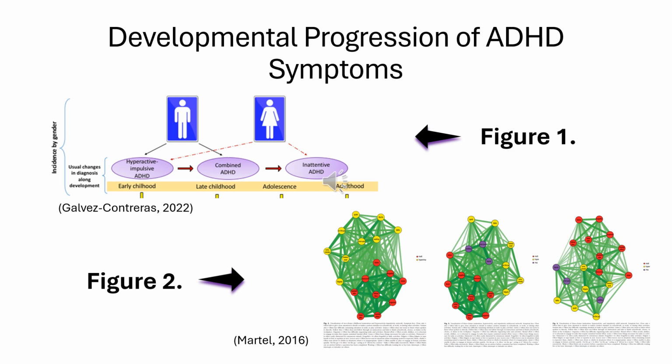Figure 2 is a visual representation of the network of ADHD symptoms and how they associate with each other in the three main domains of development: childhood, adolescence, and adulthood. If we take a closer look at Figure 2, we can see that the red dots represent inattentive behaviors, yellow dots represent hyperactive behaviors, and purple dots represent impulsive behaviors.